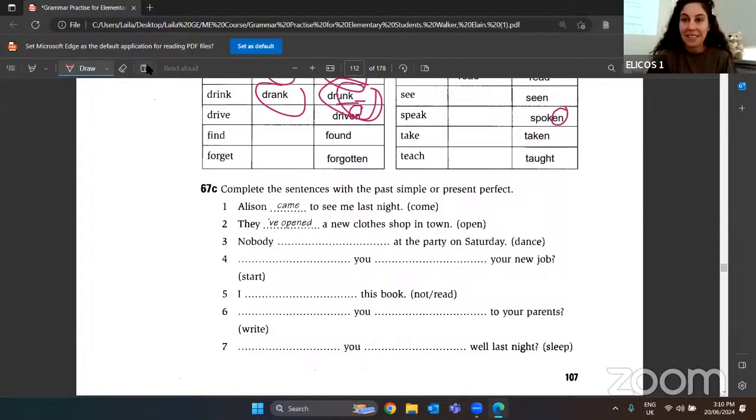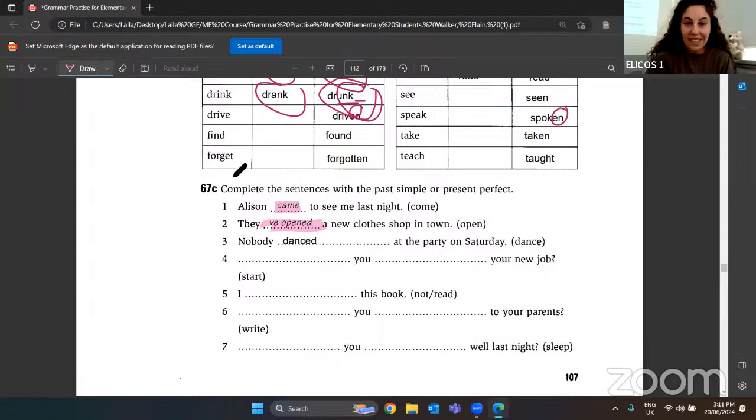Remember, if it says the time, then it's past simple. If it doesn't say the time, use the present perfect. So I'll do the first two. Alison came to see me last night. They've opened a new clothes shop in town. Javiera, nobody danced at the party on Saturday. Sorry, yes, nobody danced.